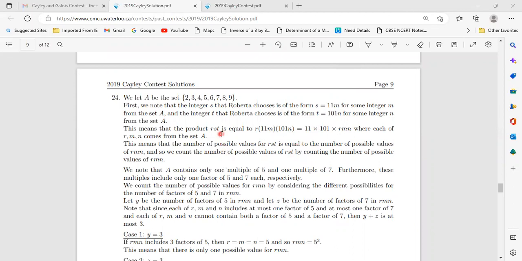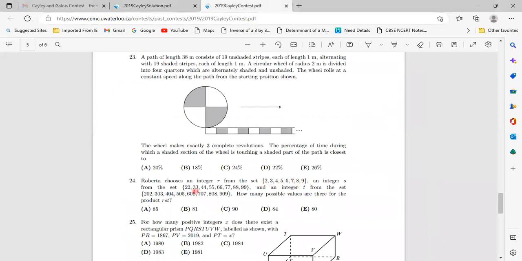All right. So the number of possible values for r, s, t is equal to the number of possible values of r, m, and n. So we count the number of possible values of r, s, t by counting the number of possible values of r, m, n. Here, you're just counting the number of values given in the set.